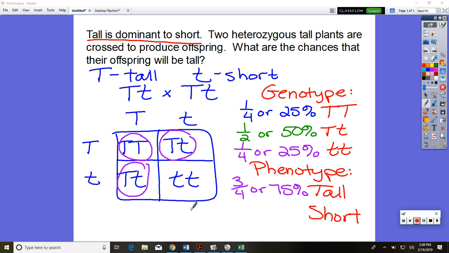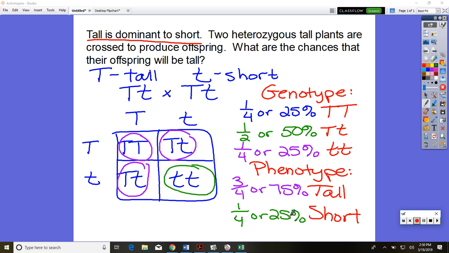Last, we'll look at the short offspring. Short is the recessive gene. Recessive genes are represented by small or lowercase letters, and we only have one offspring that has both lowercase letters, so that means 1 out of 4 total offspring will be short, and 1 out of 4 is 25%. Now that you found the possible genotype and phenotype ratios, a quick way to check is to look at your percentages and make sure they add up to 100. So in the genotypes, 25, 50, and 25 will add up to 100. And then in the phenotype, 75 and 25 will also add up to 100.